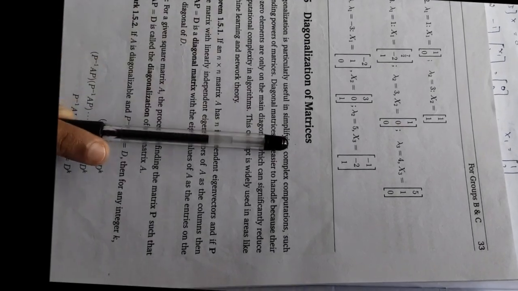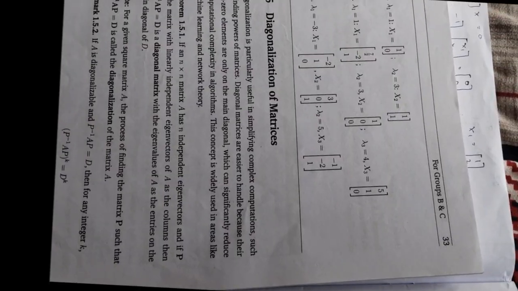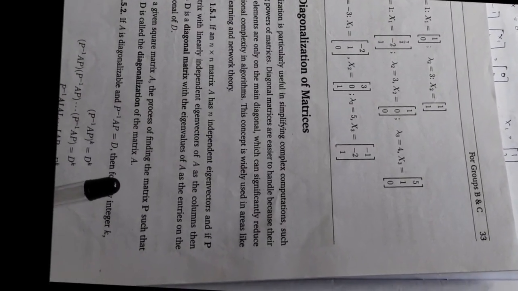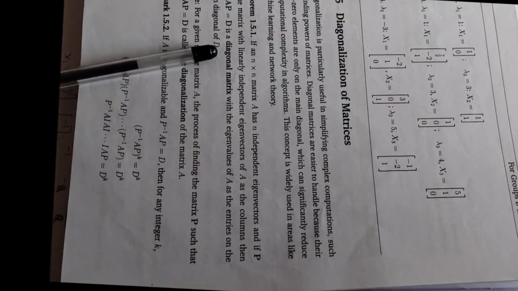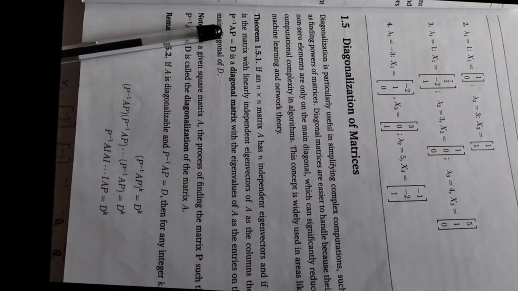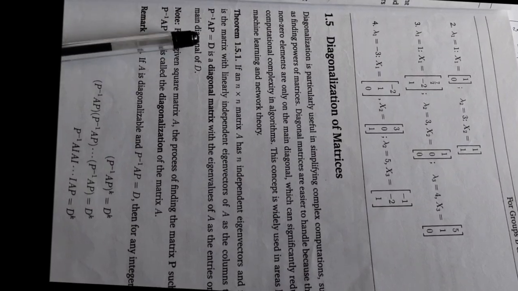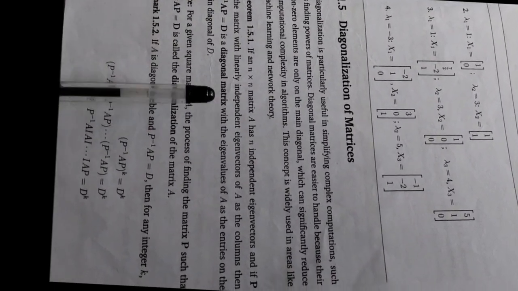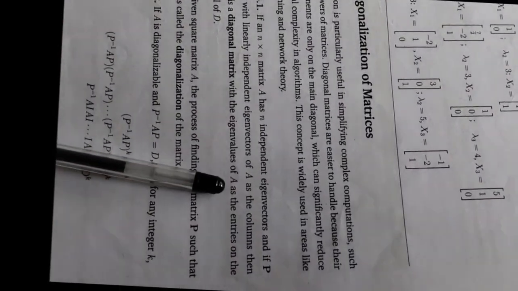Today's topic is diagonalization of matrices. Diagonalization is particularly useful in simplifying complex computations such as finding powers of matrices. In diagonalization, we have to find a diagonal matrix, P inverse AP. Here A is our matrix to be diagonalized, and for that we have to find P such that P inverse AP is equal to D. It is a diagonal matrix. This diagonal matrix has the eigenvalues of A as its diagonal elements.